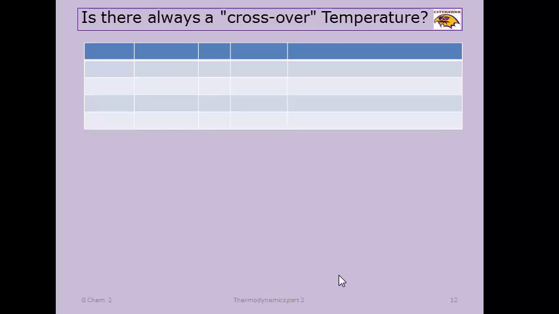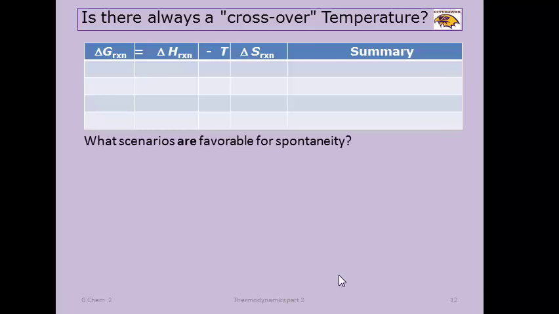Now, is there always a crossover temperature? You can imagine that according to that equation, there's not always going to be a crossover temperature. So we're going to figure this out based on using the Gibbs equation. To understand this, let's just think about what scenarios are favorable for spontaneity in terms of the enthalpy and the entropy. Well, we know that when the enthalpy, the heat of reaction, is exothermic, or the sign would actually be negative, so I'm putting in a negative here, we know that that is favorable for being a spontaneous reaction.